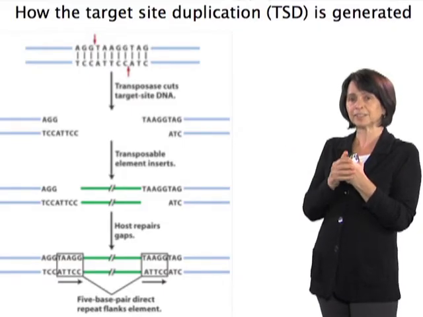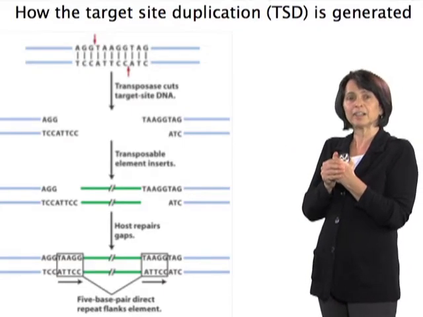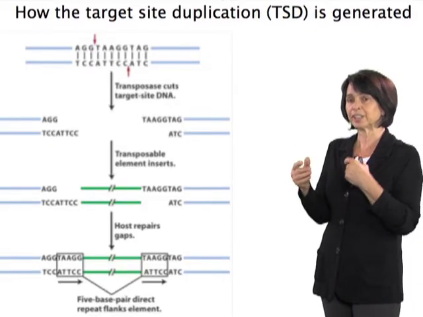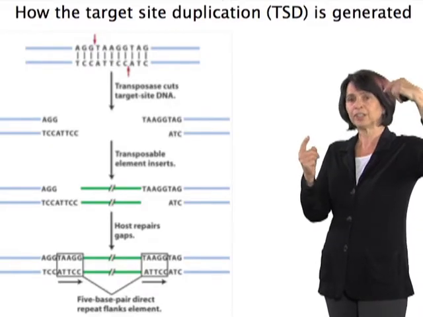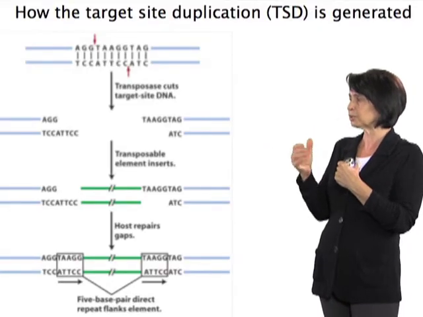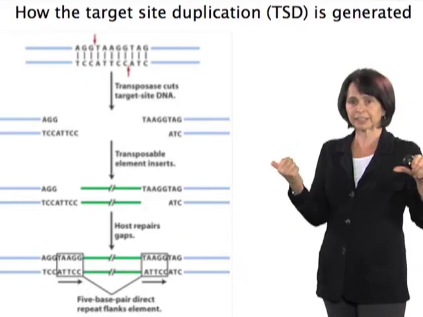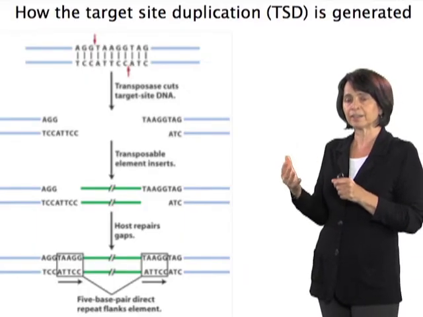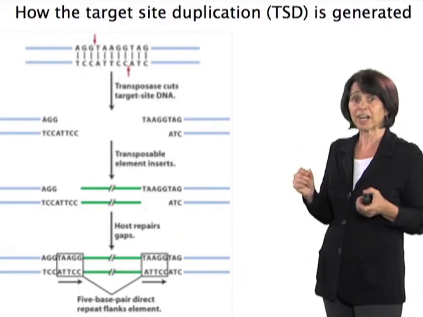Different transposases have characteristic staggered cuts. So some transposases will cut 3 base pairs apart, some will cut 8 base pairs apart, and the resultant transposable element will then have a target site duplication that is the length of the staggered cut.